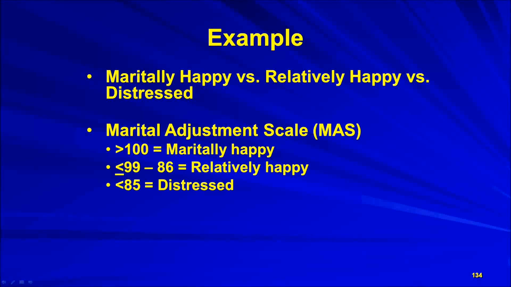And what's interesting about this too is oftentimes those who are maritally happy want to do things to increase their happiness, so it doesn't have to be for pathological reasons that we apply techniques. So we could look at this as primary, secondary, and tertiary prevention. So that's another way to examine these three categories.